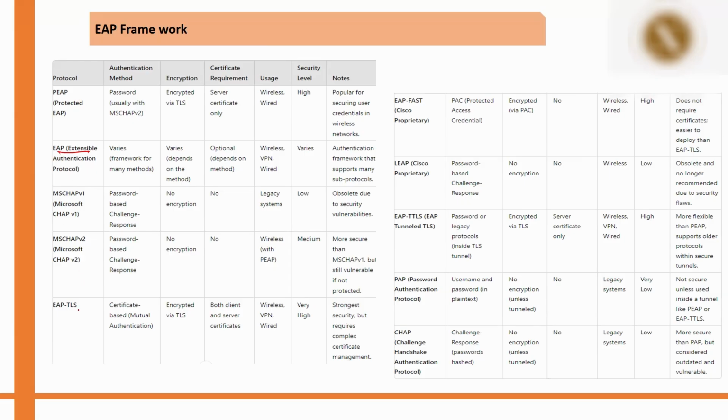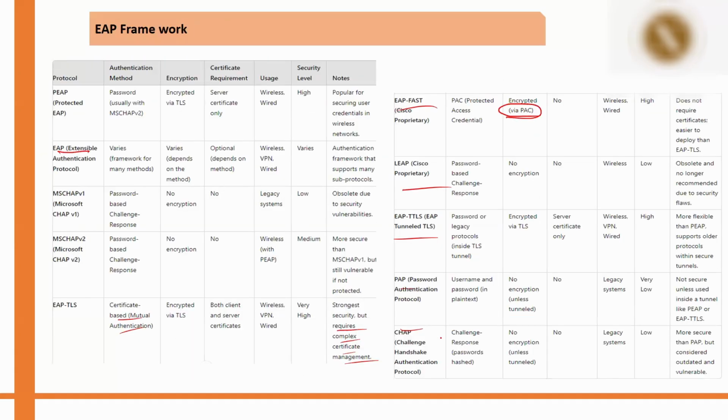EAP-TLS uses certificate-based authentication. It is the strongest and most secure, but requires complex certificate management. EAP-FAST does not require certificates and is easier to deploy than EAP-TLS. Here they are going to use PACs, protected access credentials. Then you have LEAP, EAP-TLS, PAP, and CHAP.